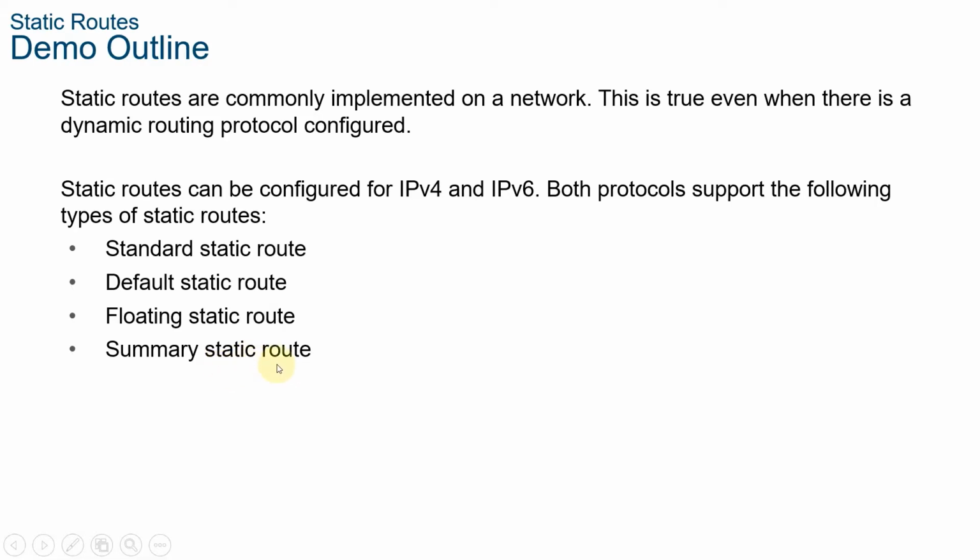This video demo is divided into 8 sections. We've got a separate video demo for the standard static route for IPv4 and IPv6. We also have 2 demos for the default static route for IPv4 and IPv6. Same thing with the floating static route and the summary static route. So all in all, we have 8 video demos for these types of static routes.